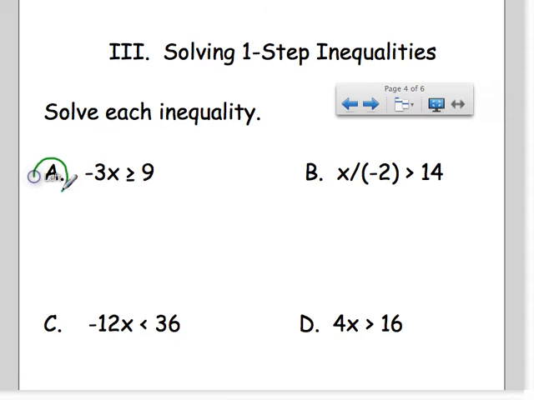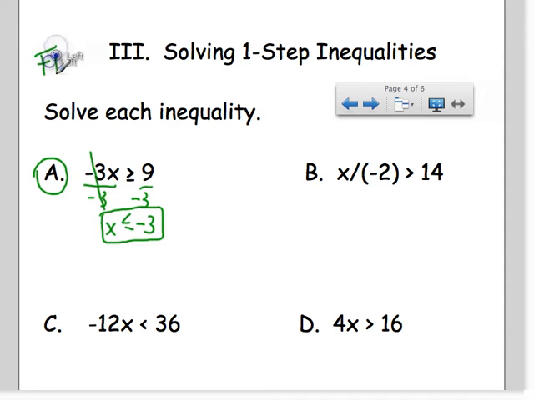So if I'm looking at A, I'm going to solve this just like I would solve an equation by canceling my coefficient by dividing by -3, dividing by -3. My coefficients cancel, and x on this side, -3 on this side. The one important thing here is the inequality sign flips. And very simply, the inequality sign will flip when you have a negative coefficient, which means you will multiply or divide by a negative number. So flip the inequality sign whenever you multiply or divide by a negative number.